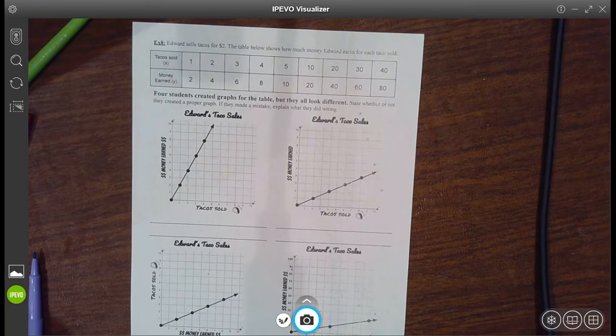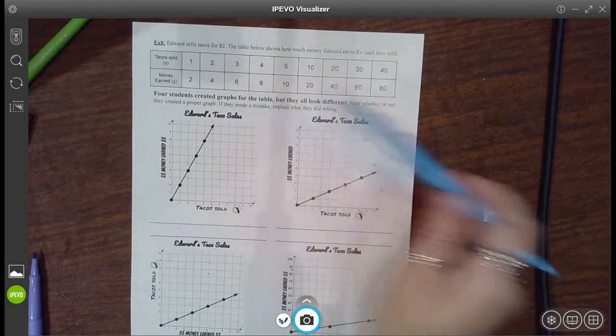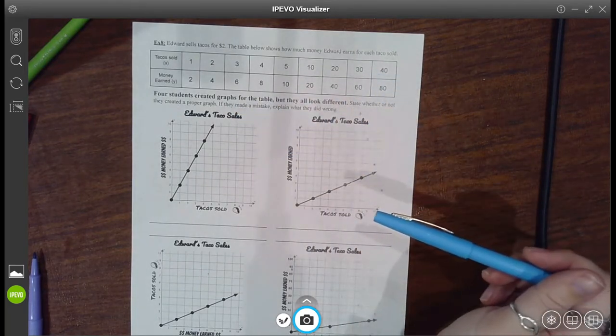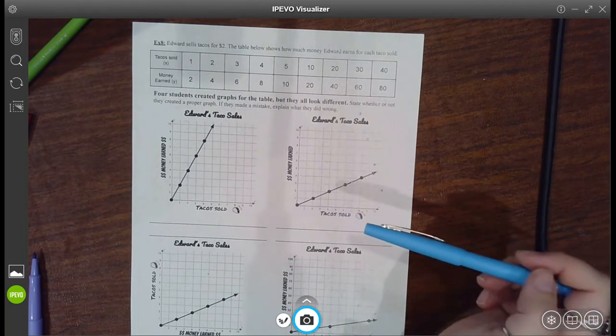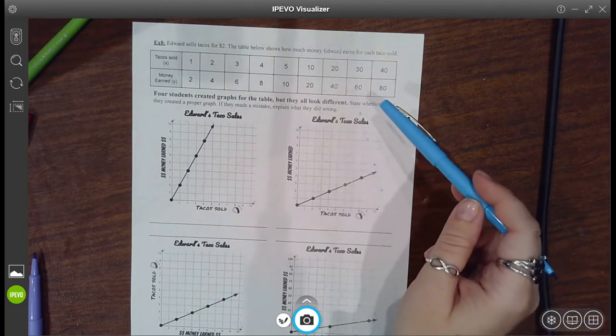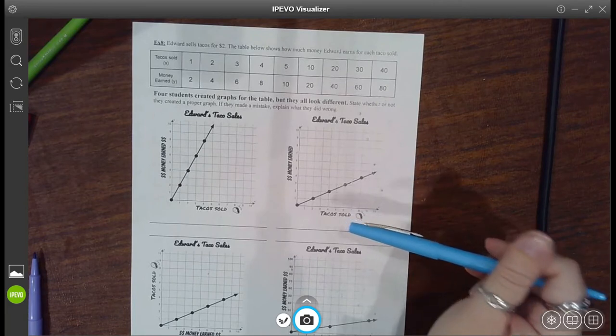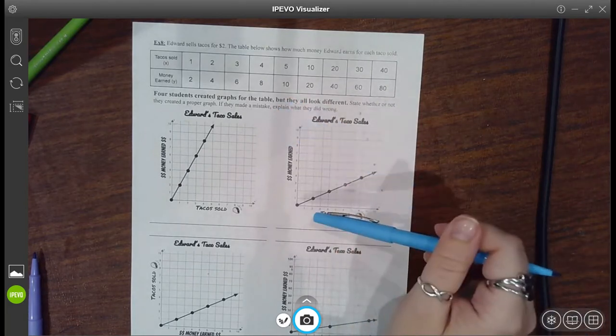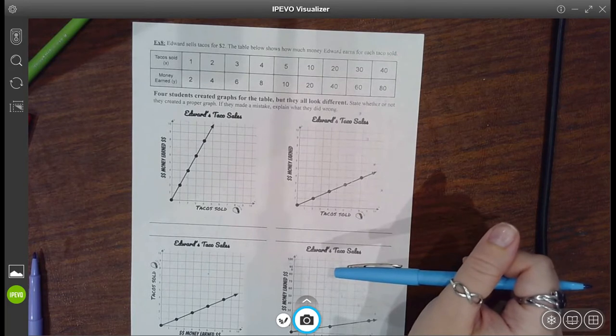What do they want us to do? Okay, they provided the graph. They gave me the word problem. And then it says, four students tried to create graphs from this table, but they all look different. So who's right and who's wrong? If they made a mistake, explain what they did wrong and why they're wrong.